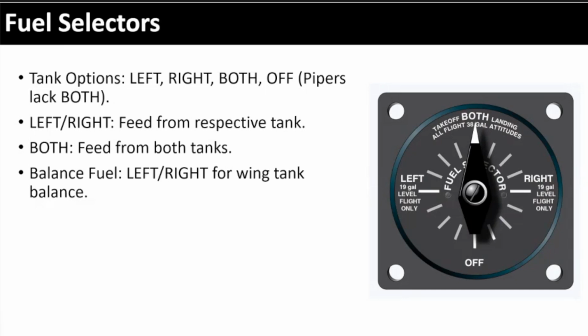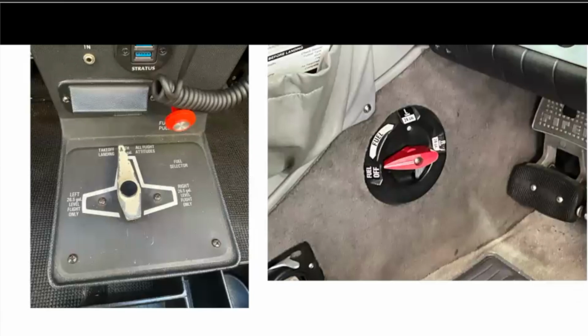you're using that for balance, right? And it depends on the airplane's design, the systems on the airplane. You will see here, the one on the left is a Cessna 172, the one on the right is one of our Piper Warriors. On the left, you've got left, right, and both, and there's no off, right? There's a handle to pull to turn the fuel off.